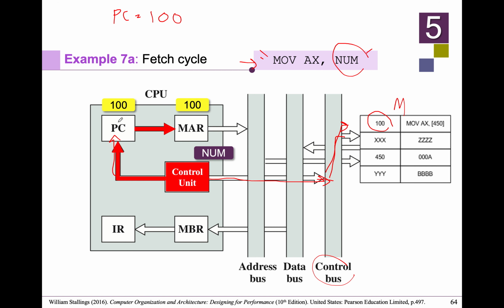And your PC will store the value inside your MAR, equal to 100 again. Later on you will see it's going to go to the address bus to check what is the value inside this address 100. So you can see it's going to go to the address bus, and from here it's going to check what is the value inside this 100.